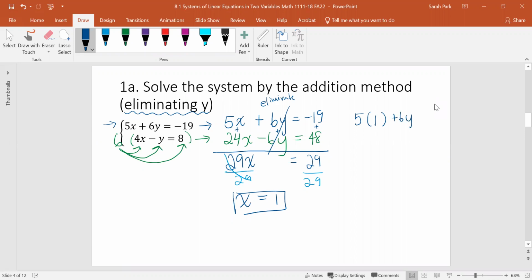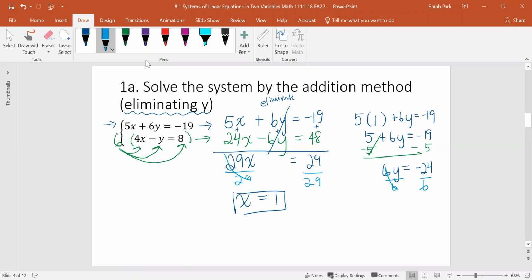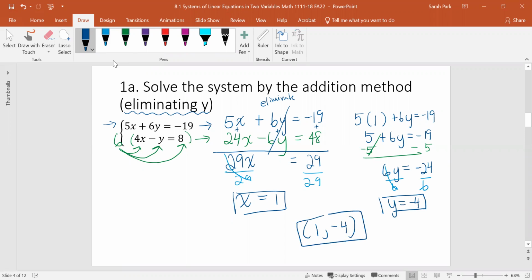plus 6y is equal to -19. 5 times 1 is 5. 5 plus 6y equals negative 19. We can now subtract 5 from both sides to get 6y is equal to negative 19 minus 5, which makes negative 24. And we're going to divide both sides by 6. y is equal to negative 4. Okay, so the solution, the intersection point, is (1, -4). If we were to see this on a graph, this would be the intersection point.